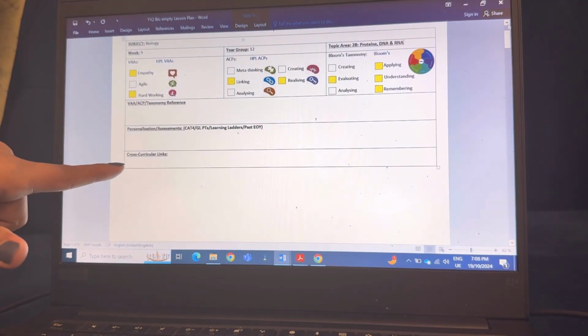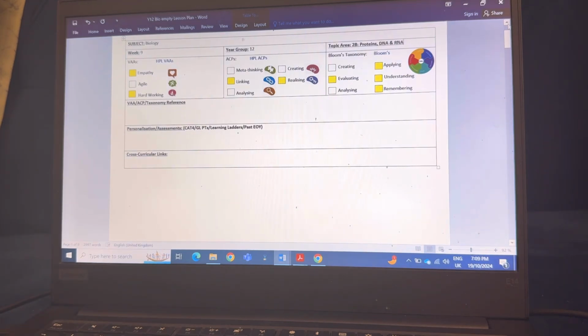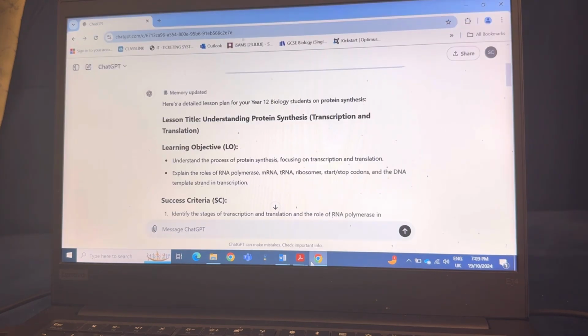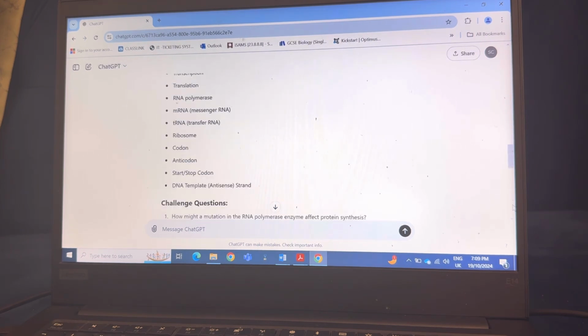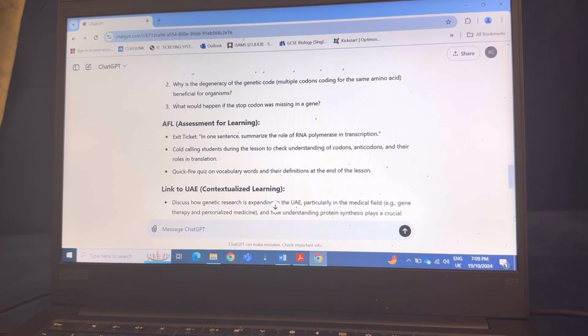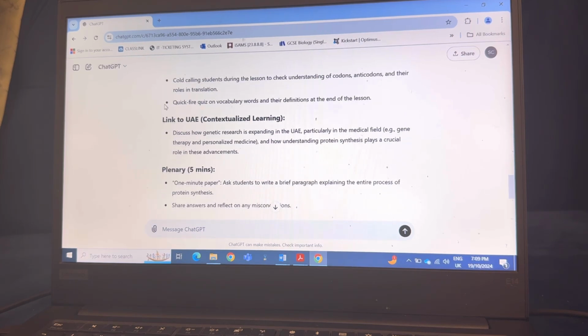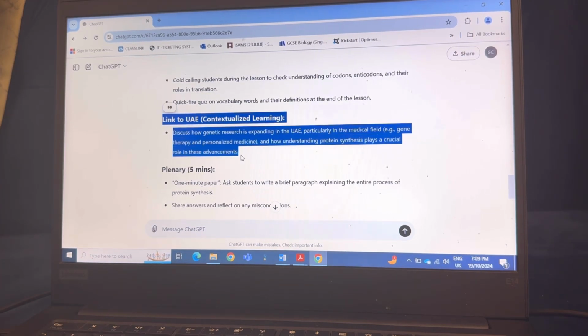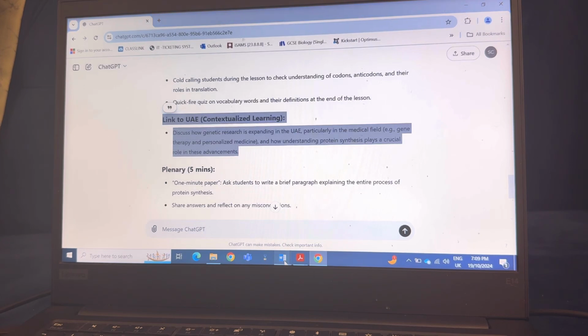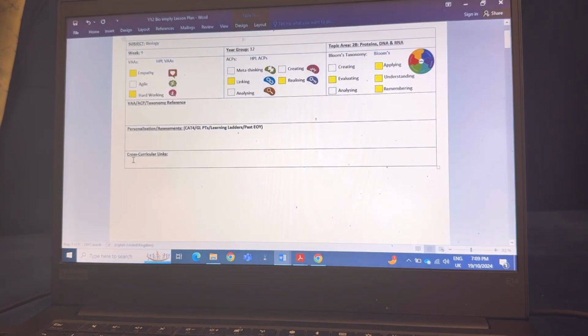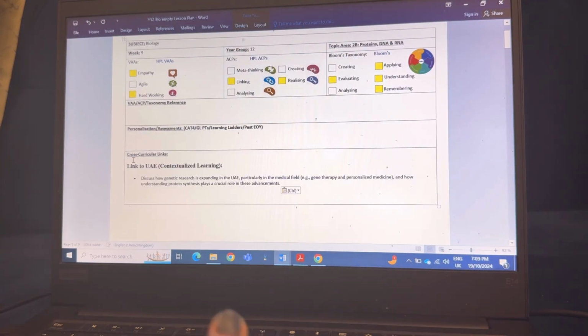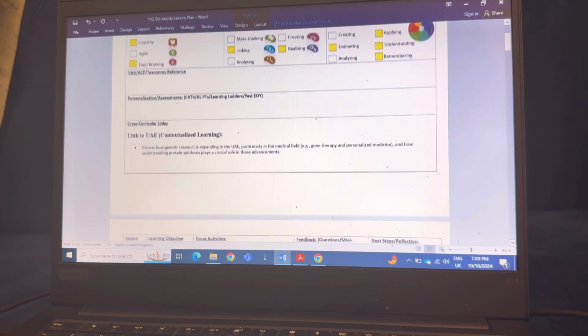Then next we have cross-curricular links. I am doing right now the cross-curricular link to UAE, I mean, linking to UAE. So whatever link I have got from here, okay, here we have, just copy this link to UAE, copy, and then paste here. Okay, done. Let's go to the next one.